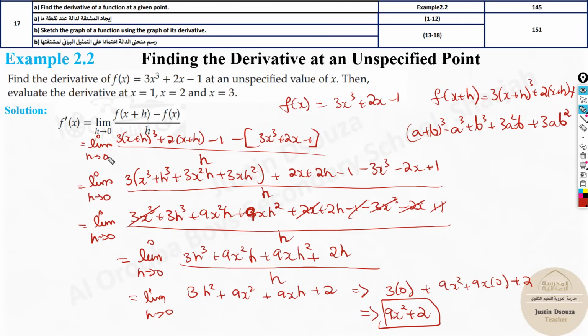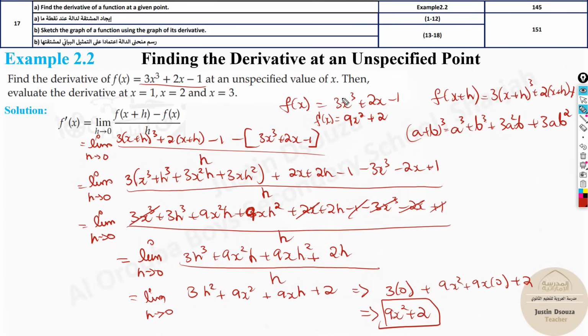Now I will tell you how you can directly get this as well by the power rule. We know this 3 comes down, isn't it? So f dash of x will be equal to 3 comes down, 9x, 3 minus 1 is 2, plus 2, the derivative of the constant is 0. The same answer. But this is the actual formula to get the derivative. This is the power rule, the simpler version.